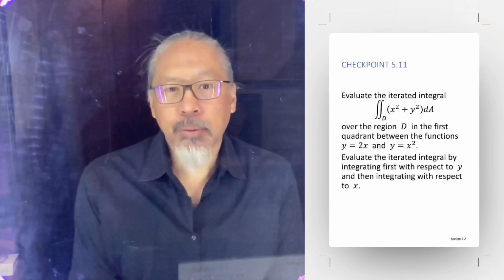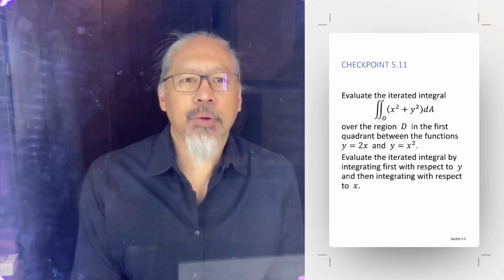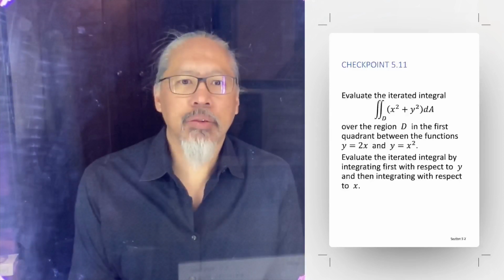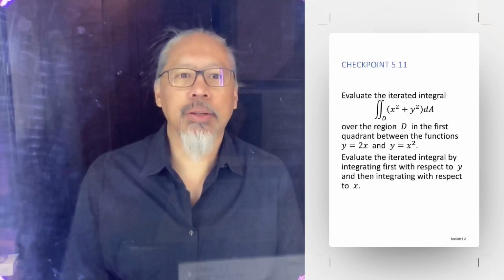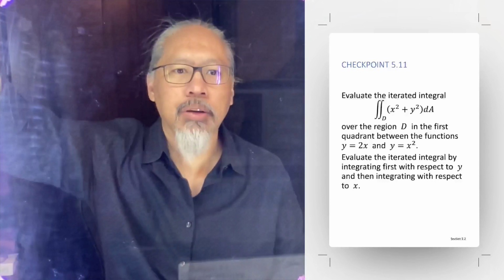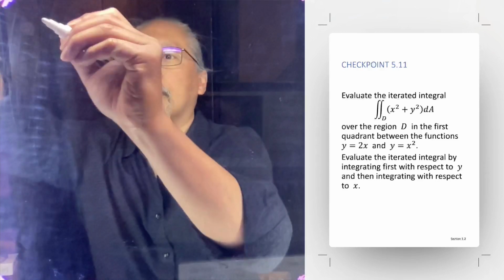Hello, in this video we're going to work on checkpoint 5.11. They want us to evaluate the double integral of x squared plus y squared dA over the region D in the first quadrant between the functions y is equal to 2x and y is equal to x squared. Then evaluate the iterated integral, integrating first with respect to y and then with respect to x.